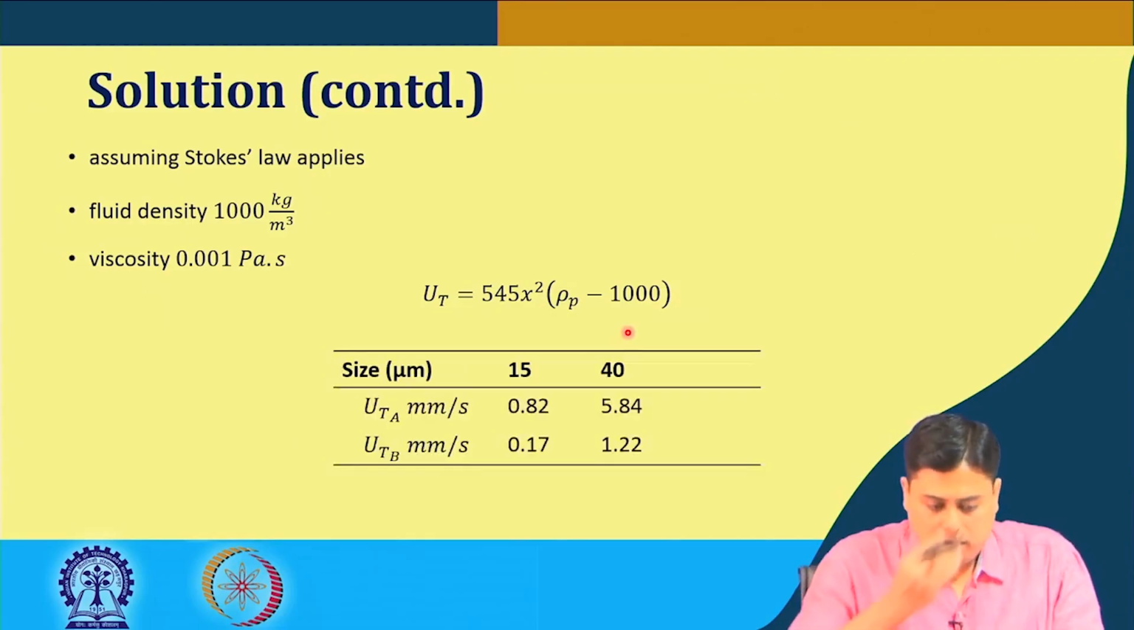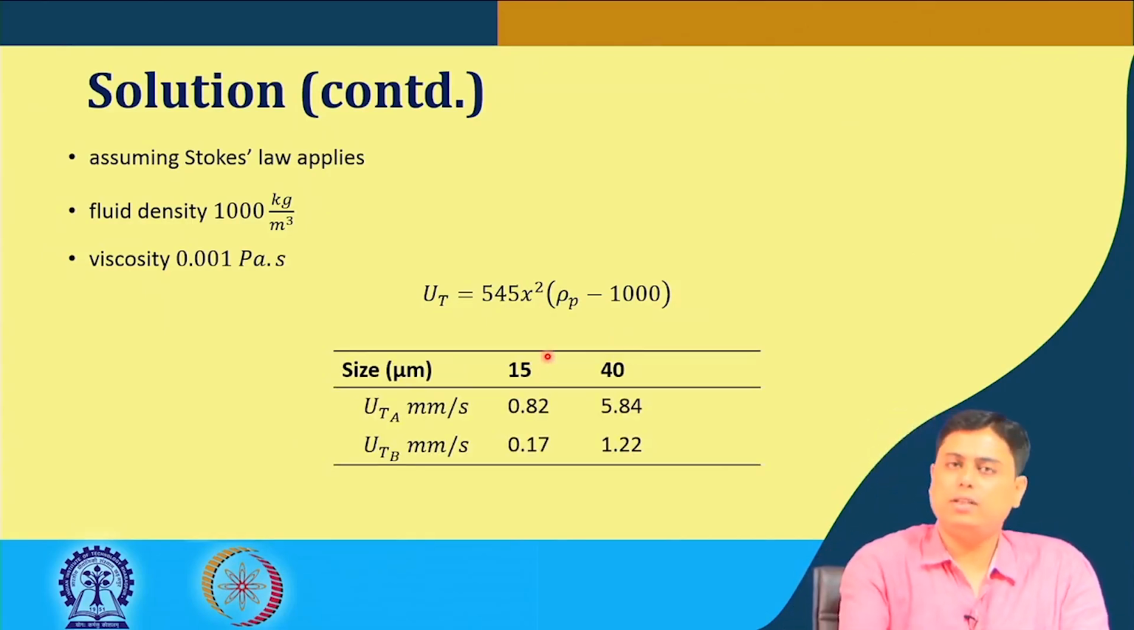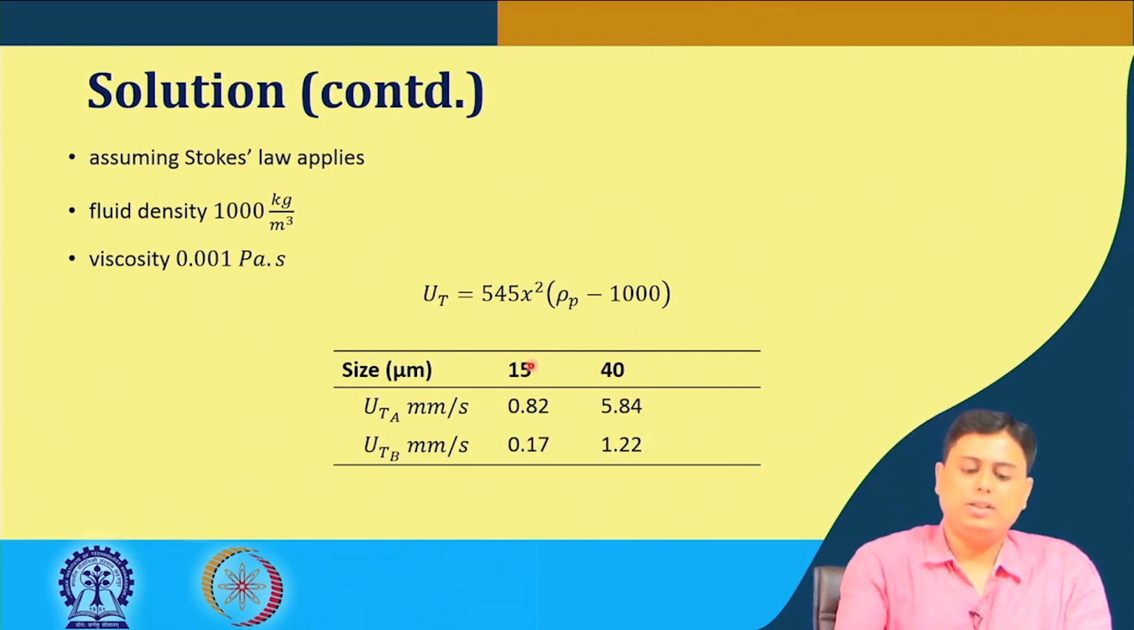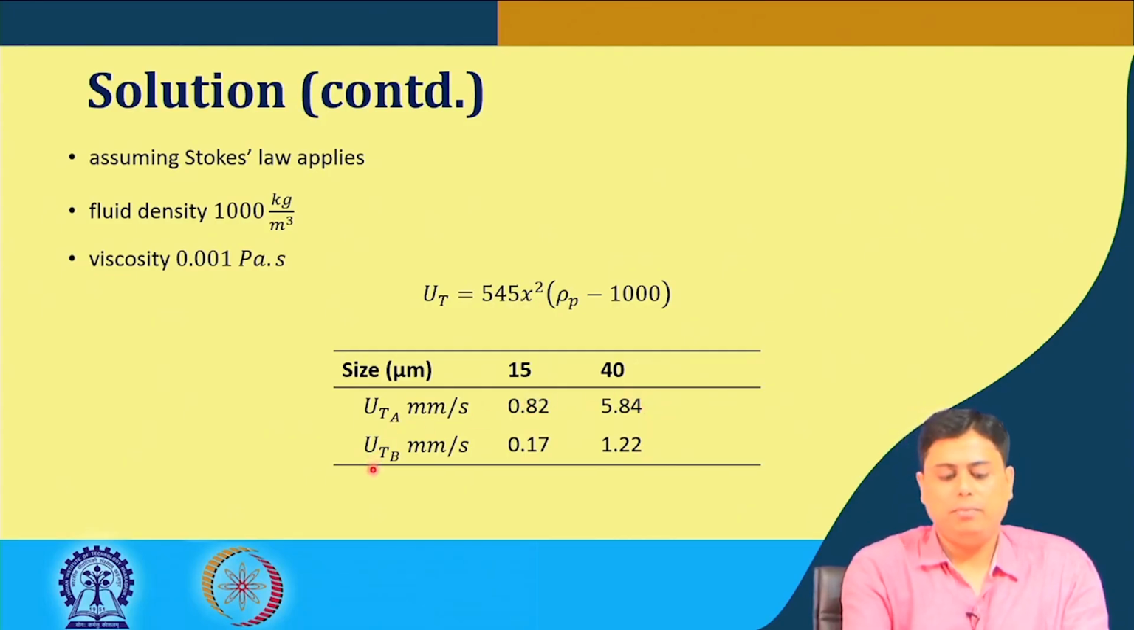So now if we see the size ranges, we have 15 micron and 40 micron. Okay, material A, material B. This is material A and this is material B. Material A contains both 15 micron, the lowest one, and the highest one is the 40 micron. Material B, the lowest one is 15 micron, the highest one is the 40 micron, and these are their terminal value that comes from this expression.